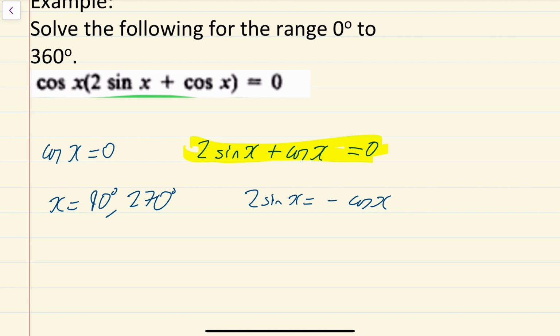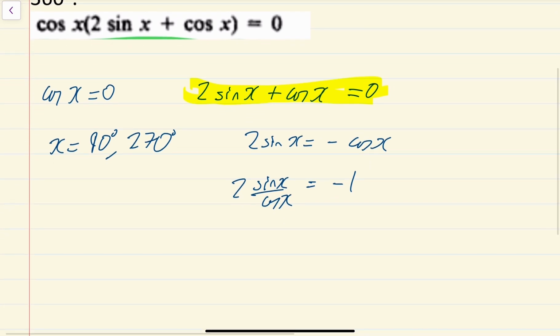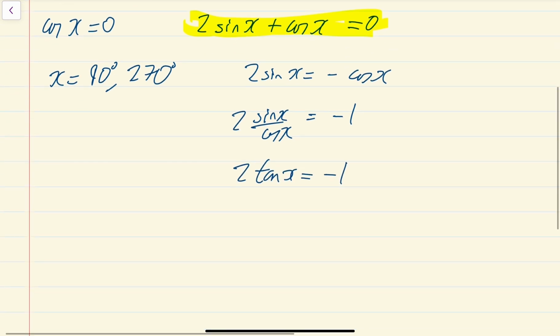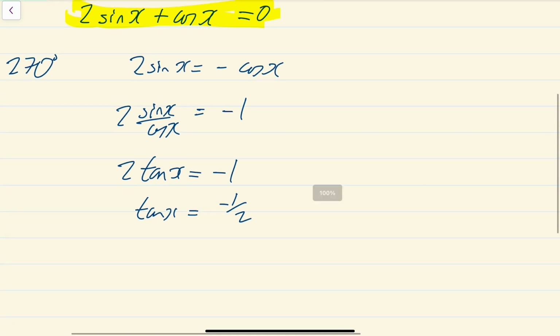And then I'm going to divide everything through by cos x. The right hand side divided by cos gives me minus 1. The left hand side divided by cos gives 2 sin x over cos x. Remember, sine divided by cos is tan, so you've got 2 tan x is equal to minus 1, which is the same as tan x is equal to minus 1/2. Now, I could have done that a more efficient way, I'm sure, but that's the way I've done it.